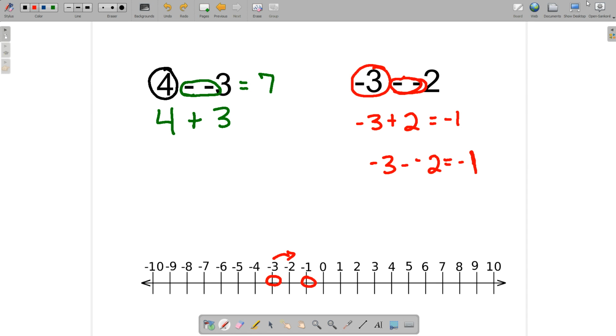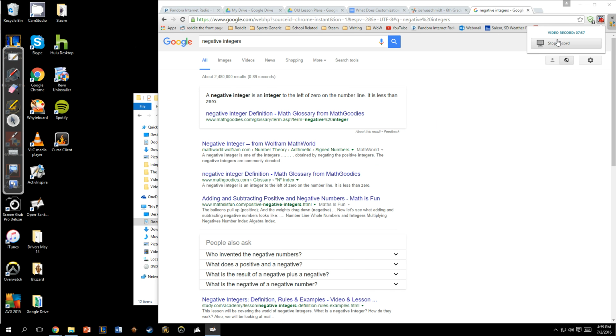So if you didn't score a 4 out of 4 or a 3 out of 4 on this section, you are required to do a retake.